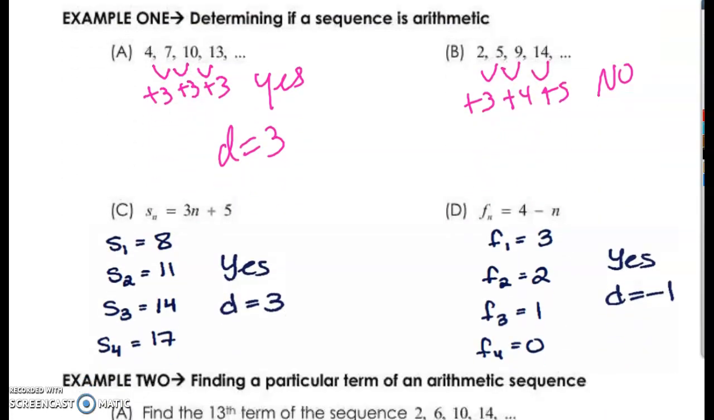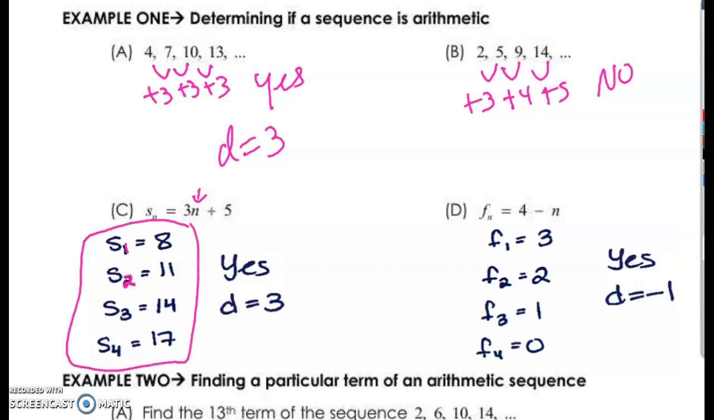All right, so C and D. Sometimes you're not given numbers. Sometimes you're given the information in the form of a formula, and so you have to find those numbers first. So you plug in 1 for n: 3 times 1 plus 5. And then you plug in 2 for the second term, and you get 3 times 2 plus 5.